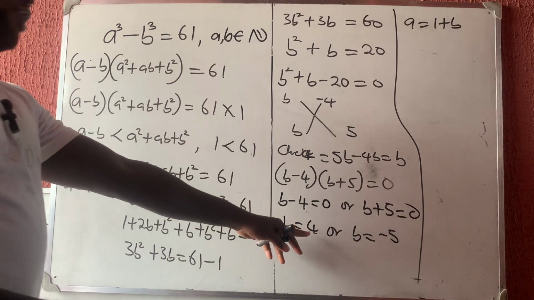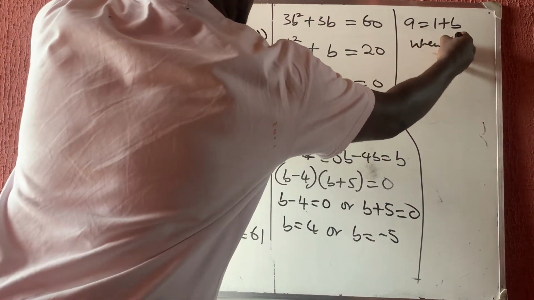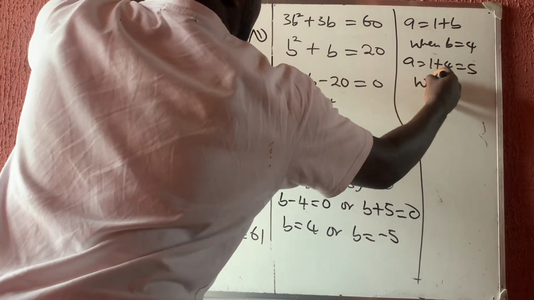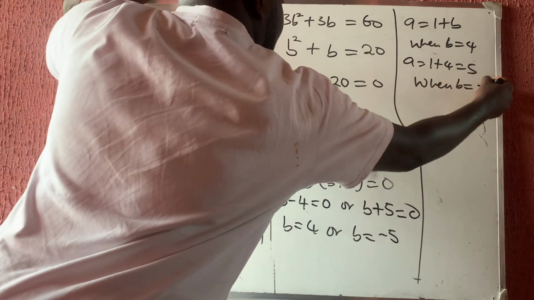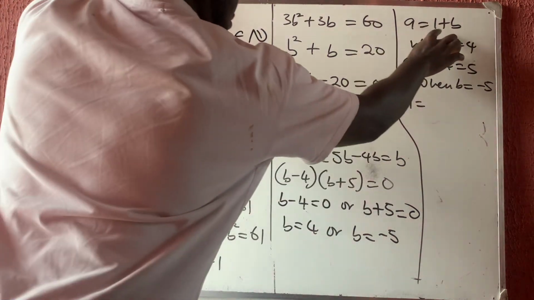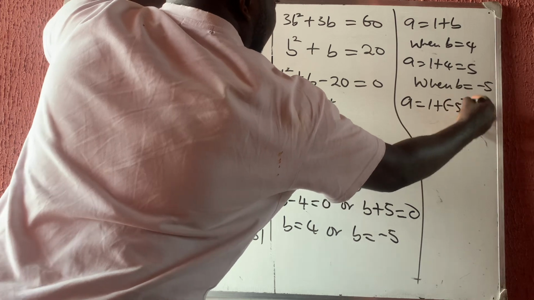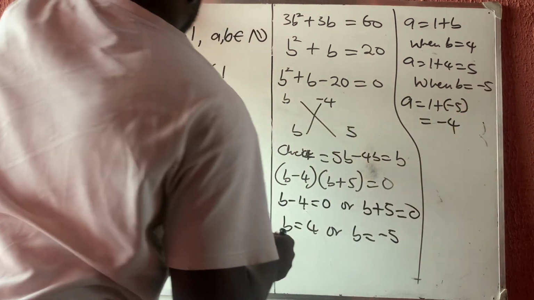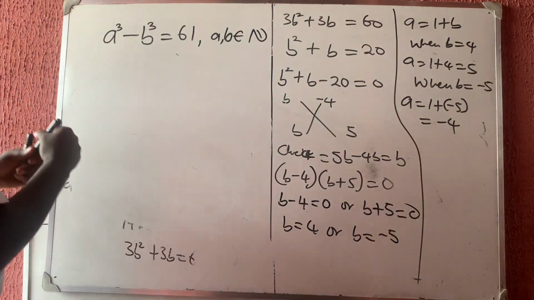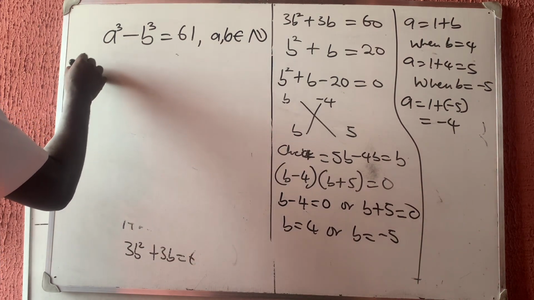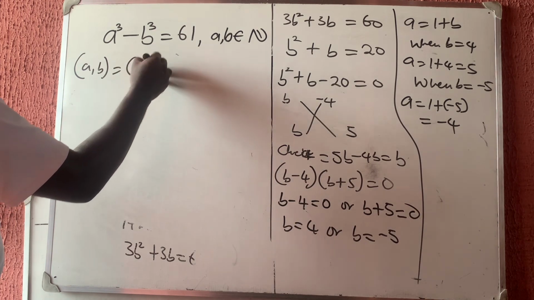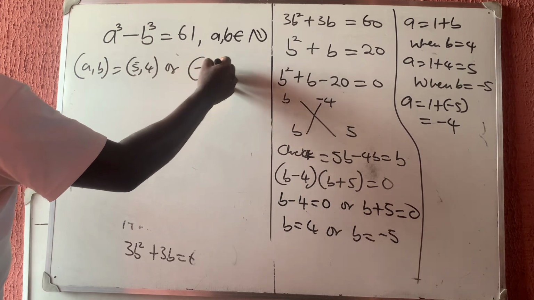So when b is equal to 4, we have that a is equal to 1 plus 4, which is 5. And when b is equal to minus 5, a will be equal to 1 plus minus 5, which gives you minus 4. So let us check if it is correct. The first one, a comma b, gave us 5 comma 4, or minus 4 comma minus 5.